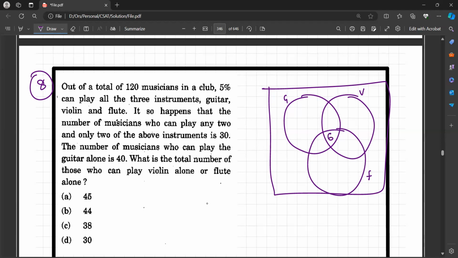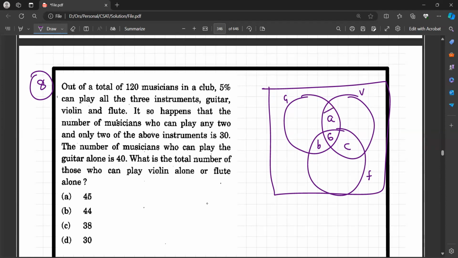So this is 6. If it so happens that the number of musicians who can play any two and only two of the above instruments is 30. So that means any two and only two. If I tell A, B and C, any two and only two.